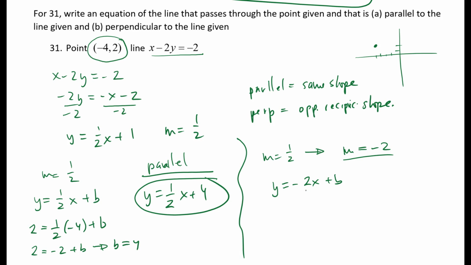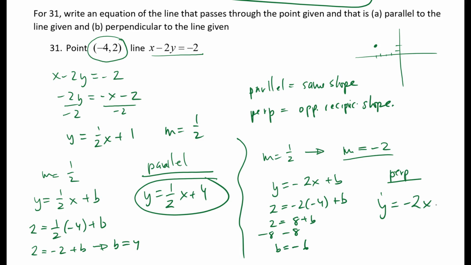So we have got to plug in the point. The y value of that point is 2. The x value of that point is -4, so 2 equals -2 times -4 plus b. We have 2 equals 8 plus b. Subtract 8 from both sides to get b equals -6. And so the perpendicular line has the equation y equals -2x minus 6. And those are the two solutions.